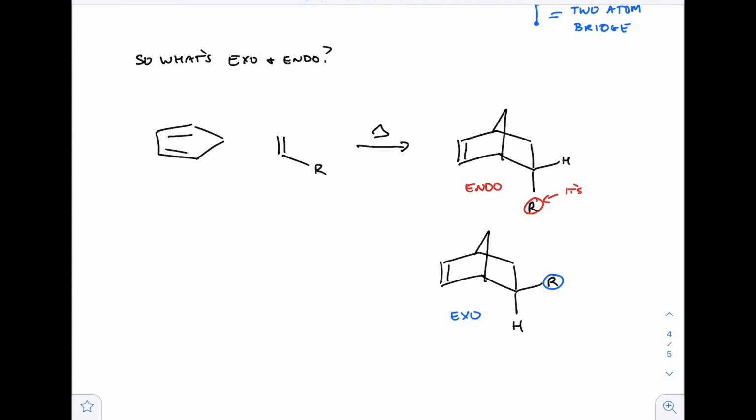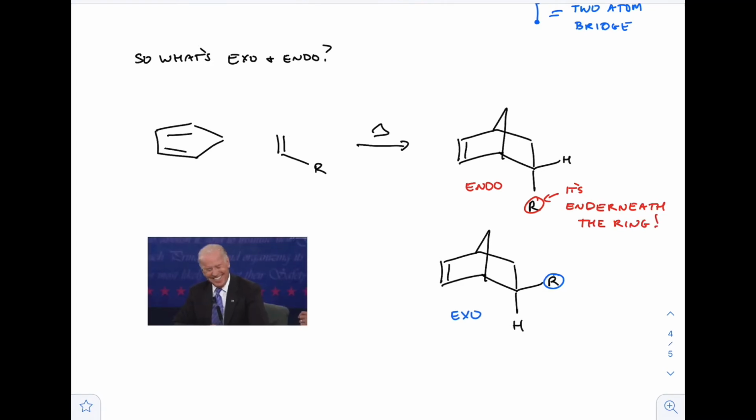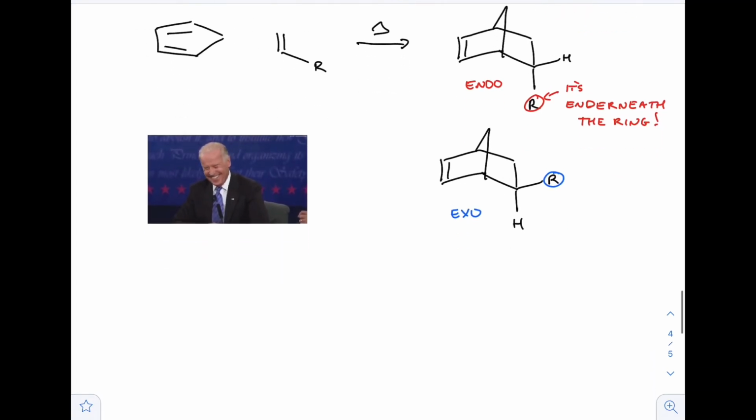Okay, so when that R group is, I messed it up. Basically, that R group is underneath the ring. It's underneath the ring.